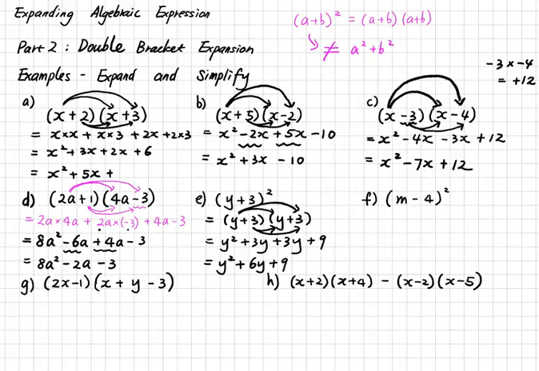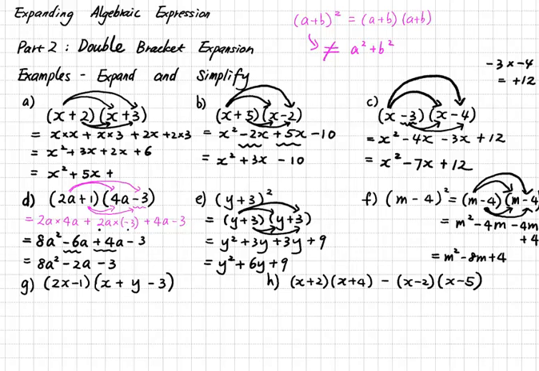So now let's have a look at question F. Again, this is the same as m minus 4 times m minus 4. So you're going to expand the bracket. So m times m is m squared. m times negative 4 is negative 4m. Negative 4 times m is negative 4m. And you have negative 4 times negative 4. So negative times negative will give us positive. So it's plus 16. So we tidy up a little bit. So that will be m squared minus 8m plus 16.